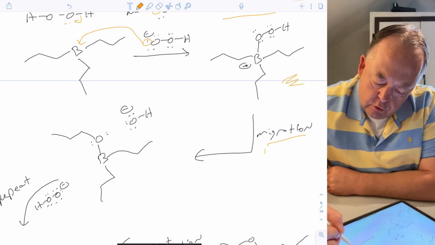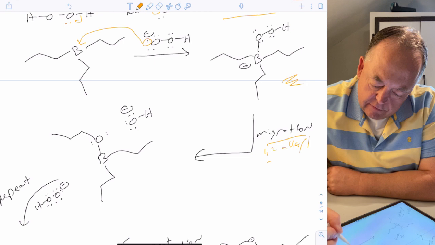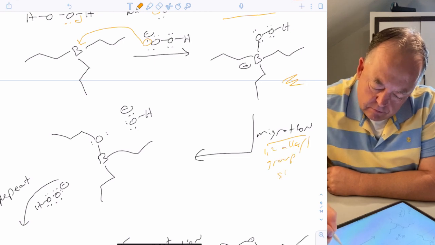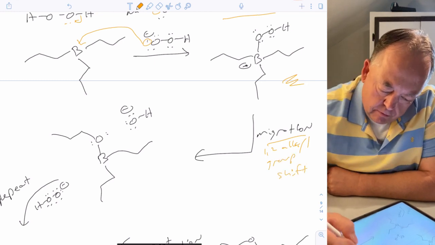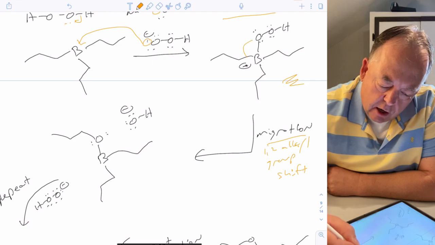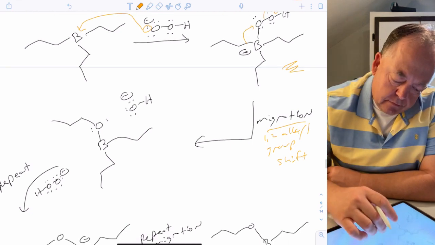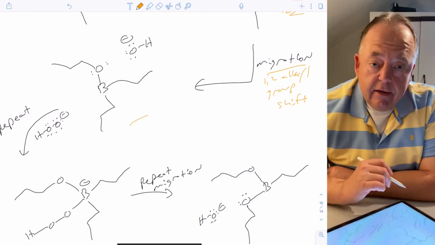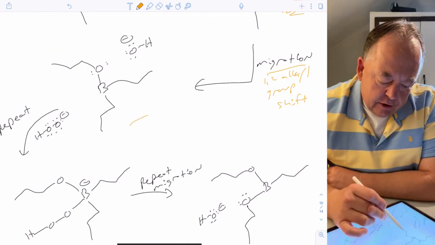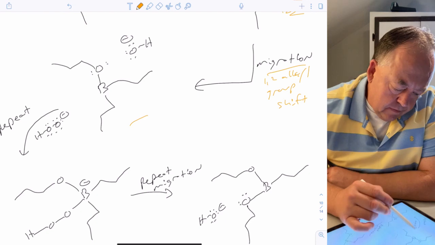So you get a 1,2 alkyl group shift. The alkyl group migrates from boron to oxygen, and then hydroxide leaves. And that would give you this. And then that happens 2 more times because you have 2 more alkyl groups on boron.